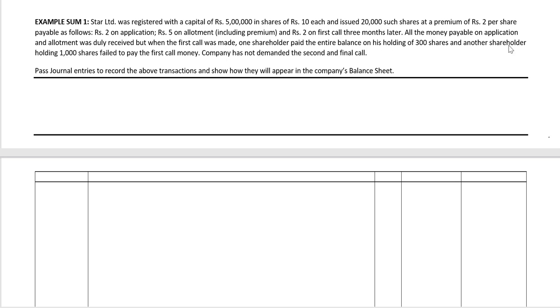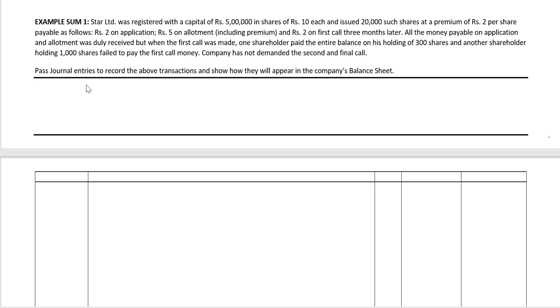All the money payable on application and allotment was duly received, but when the first call was made, one shareholder paid the entire balance on his holding of 300 shares, and another shareholder holding 1,000 shares failed to pay the first call money. The company has not demanded the second and the final call.